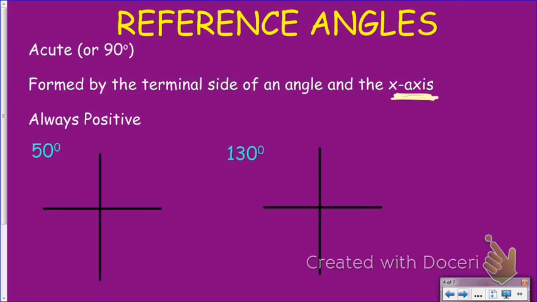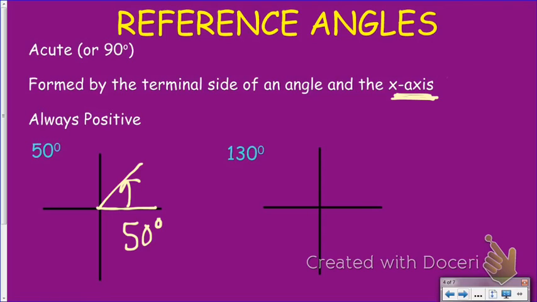So this first one here should hopefully be pretty simple. I'm going to go ahead and draw my picture because that's going to help us find these much easier. So I'm going to draw a 50-degree angle. And I'm just going to look. Is that angle acute? Yes. Is it formed by the terminal side and the x-axis? That's true. And it's positive. So in this case, my reference angle for 50 degrees is actually 50 degrees. And that's going to be true for any acute angle in the first quadrant.